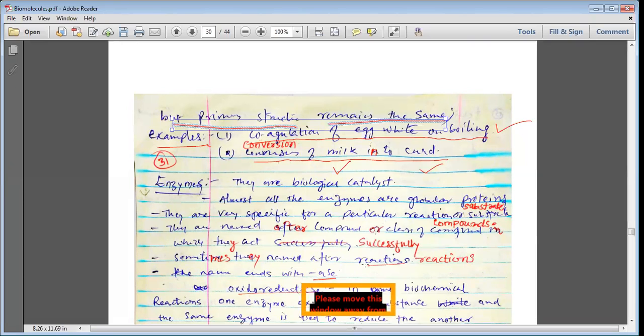So this is how, my dear students, we understand the various concepts about proteins. Now, if you have any doubt, you can ask me, my dear students. Do you have any doubts?